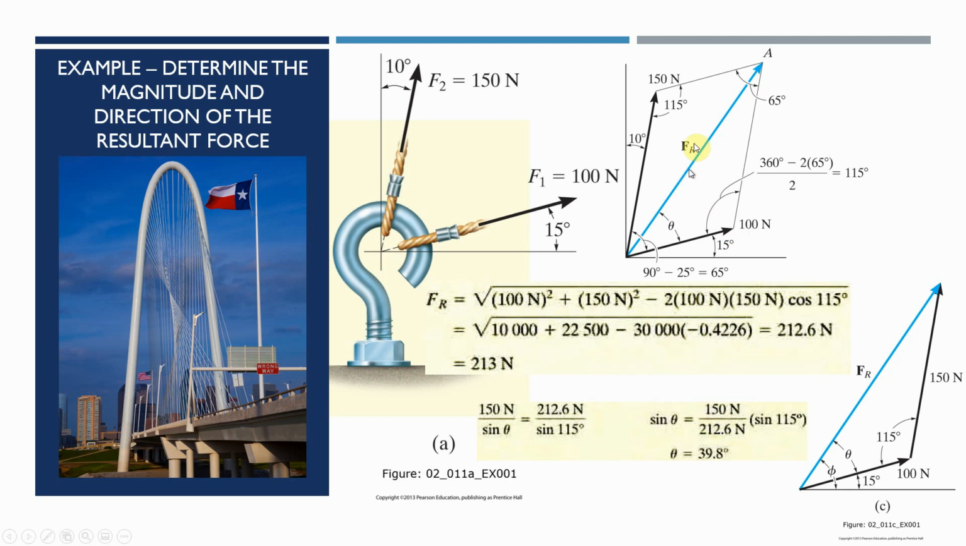The sine law works with the opposite side divided by the sine of the angle. The opposite side in this case is 150 newtons right there, divided by the sine of theta. So 150 divided by the sine of theta equals FR divided by the sine of 115. And you get theta equals 39.8 degrees. Phi, the angle from the x-axis, you have to add 15 degrees to that. So that'd be 54.8 degrees.